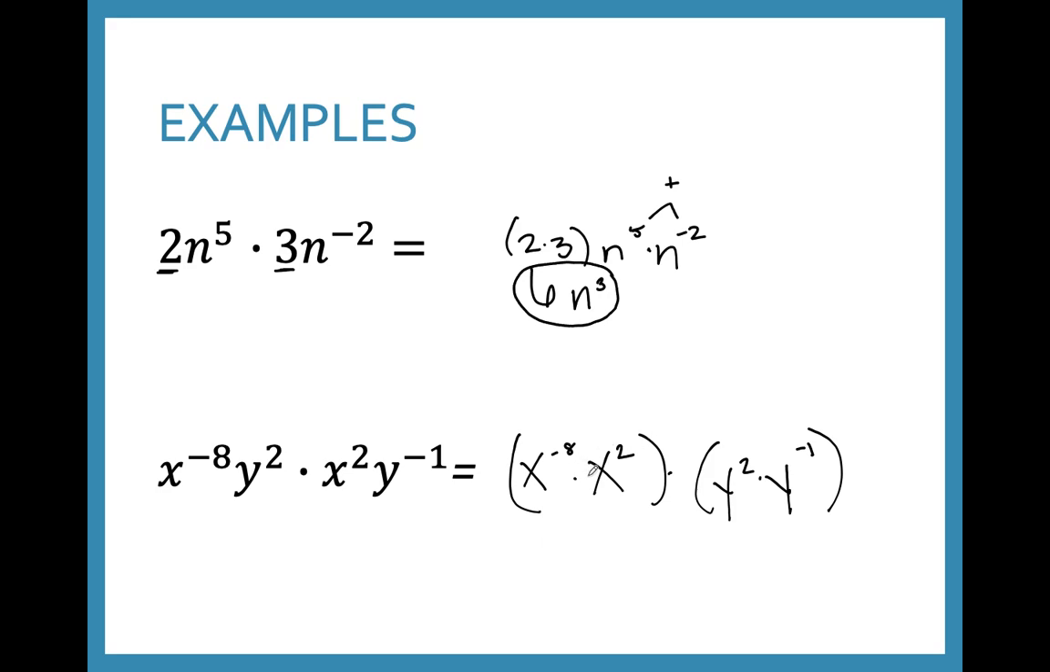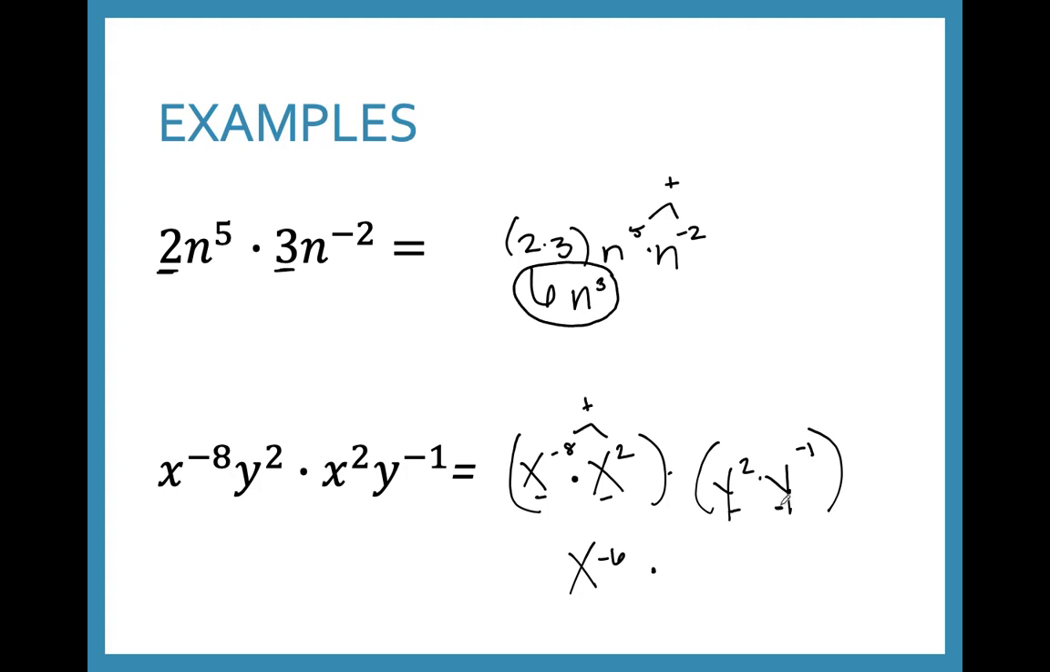Now that I have my two x terms together, I can just simplify these. So x to the negative 8 times x to the 2nd. Remember, since we're multiplying these two powers and they both have a base of x, I will just add negative 8 plus 2, which is negative 6, and then y to the 2nd times y to the negative 1st.